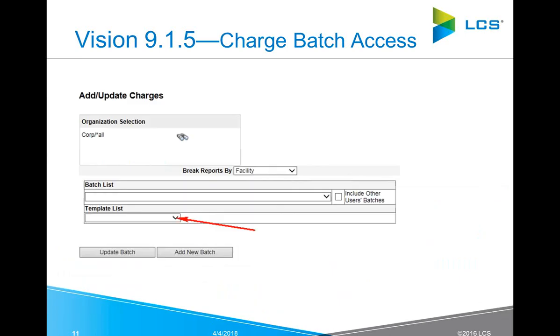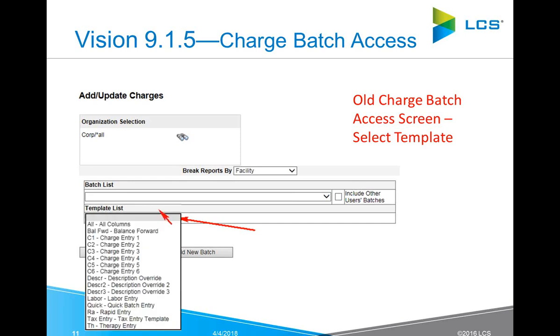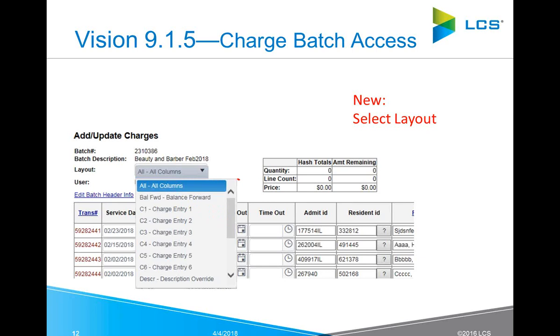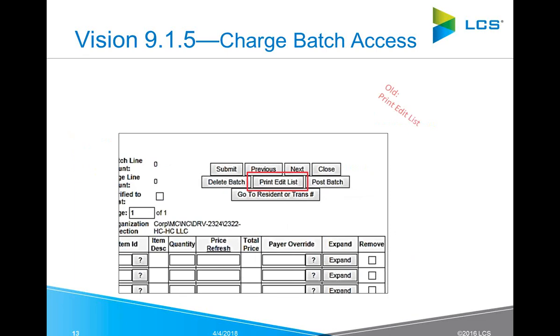Clicking on the batch number opens your batch. Another change is that with the old charge access screen, when you were creating a new batch, you had to remember to select the template before you created the batch. Now, after the upgrade, you'll be able to select your layout after the batch is opened. What was previously called a template is now called a layout. You'll just click on the drop-down and select whatever one is appropriate.